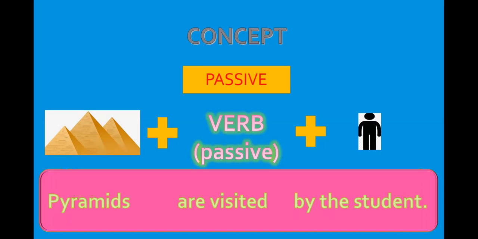For example, when we say pyramids are visited by the student. To compare it with active voice, we can take a look at the subject, pyramids, and make the question, do the pyramids visit? And we say, no, the pyramids don't visit. In passive voice, the subject doesn't do the action. In passive voice, the subject receives the action. The subject in passive voice is affected by the action, by the verb.